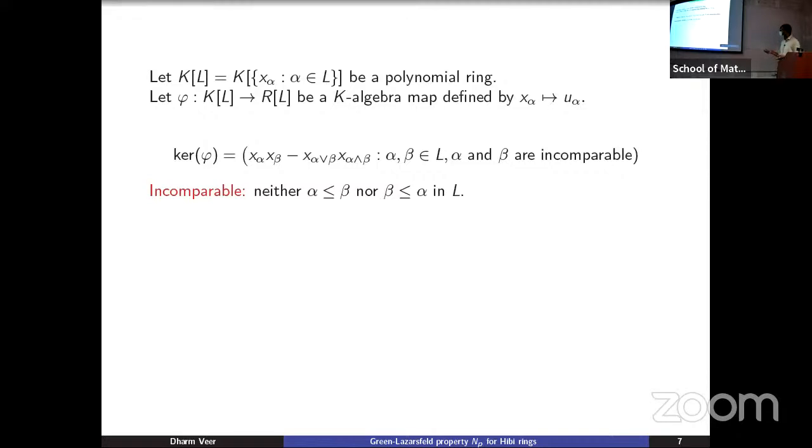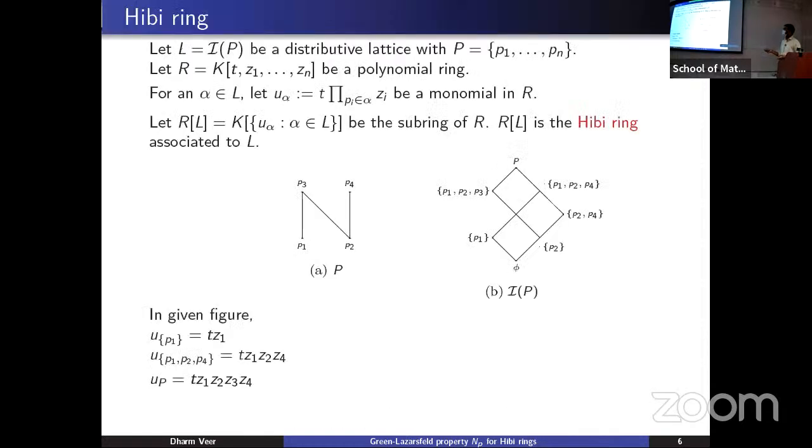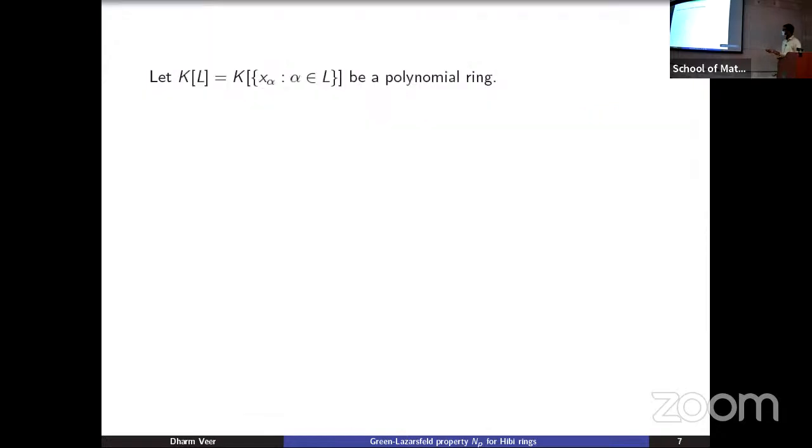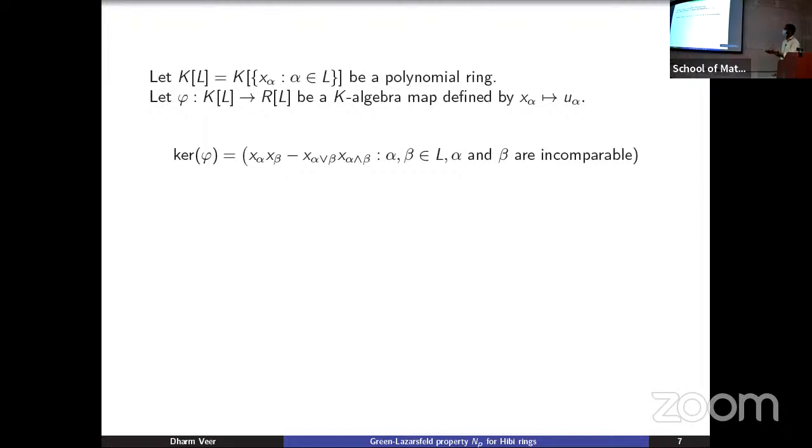So let's go back to the figure. In this figure, {P1} and {P2, P4} are two incomparable elements, right? And corresponding to this, the generator of the kernel will be X_{P1} times X_{P2,P4} minus the product of the join, that is X_{P1,P2,P4}, and the meet of these two elements, that is X_empty set, right? In a similar way, one can write all the generators of the kernel. And this ideal is actually called the Hibi ideal.